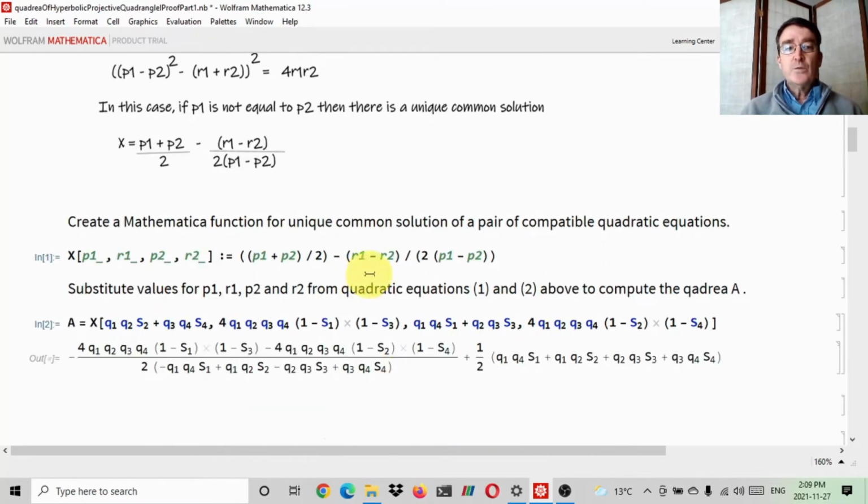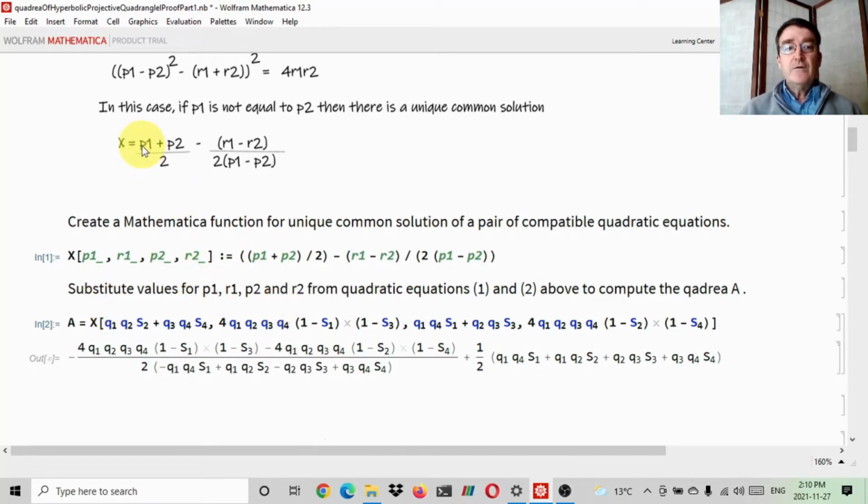Okay, so what I'm going to do here is create a Mathematica function for the unique common solution of a pair of compatible quadratic equations. So it's this equation here, and here it is in Mathematica. The function we're creating is x of p1, r1, p2, r2. We pass in these four parameters, and it is equal to (p1 plus p2) divided by 2 minus (r1 minus r2) divided by 2 times (p1 minus p2). It's just this equation here, written out in Mathematica.